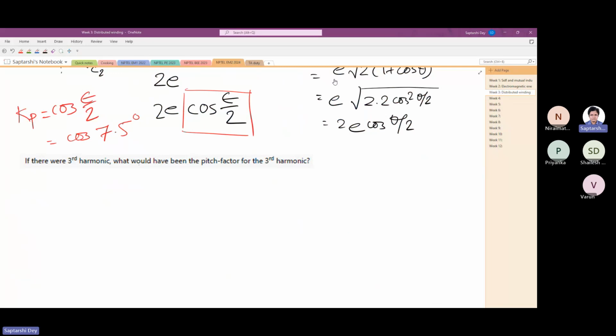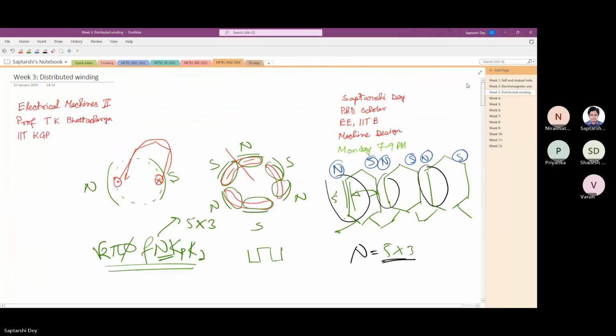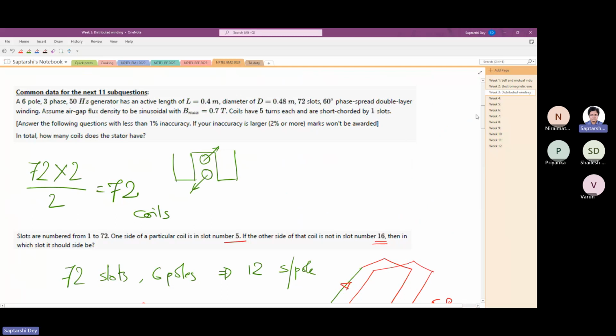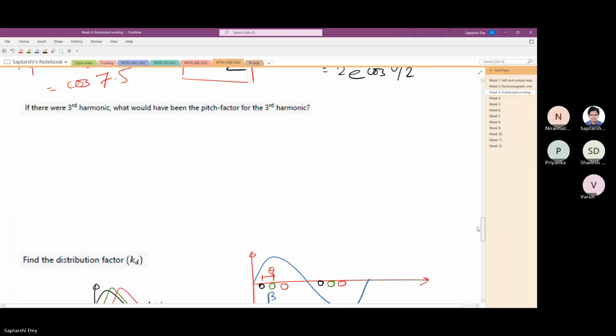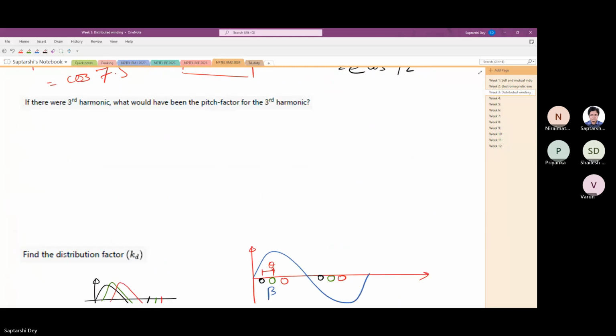There is something in the chat. Give short chorded by 2 slots. Give or given, what are you asking? Is it given by 2 slots? 1 slots. Shanti wrote something, but she has left the meeting. Anyway.